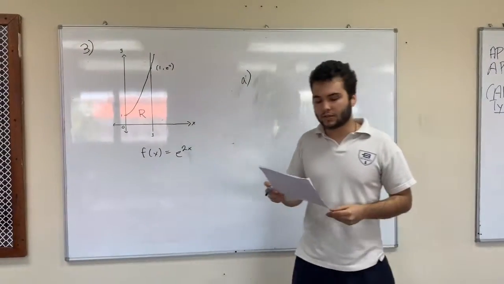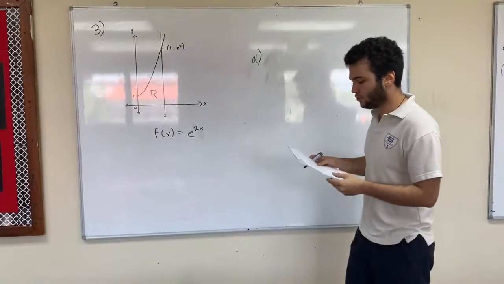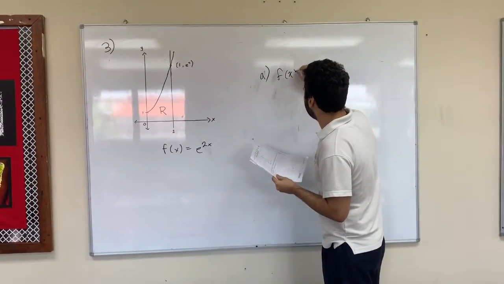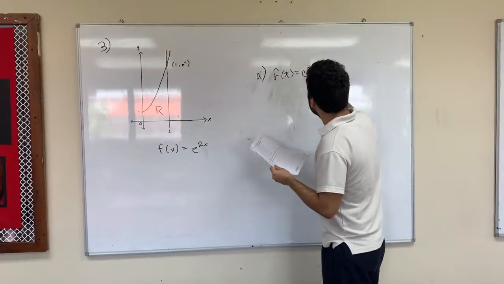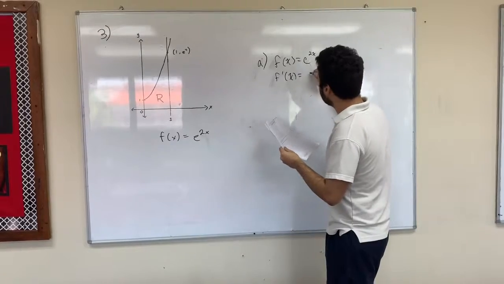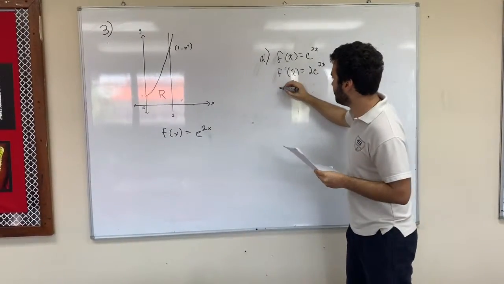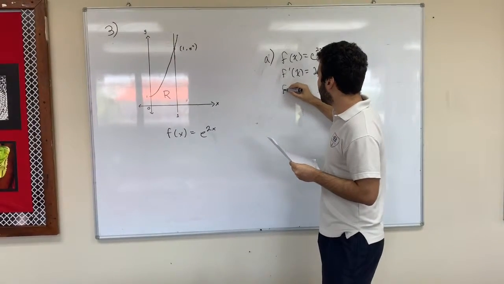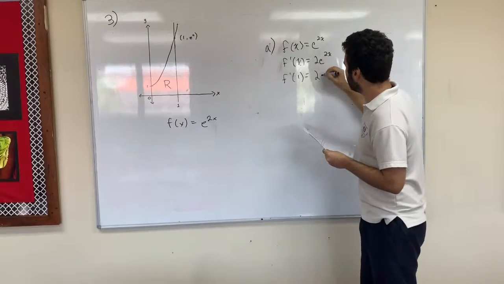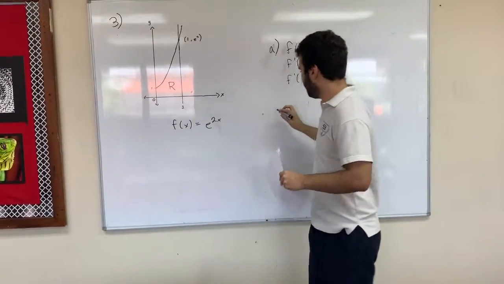Okay, so part A asks us to write an equation for the line tangent to the graph of f at x equals 1. So first we're going to find the derivative of f of x. And then we're going to find the derivative at the point x equals 1. After that, we're going to plug it into the point-slope formula.